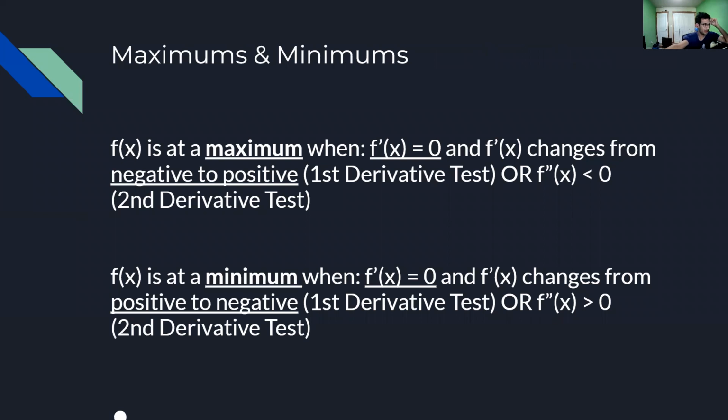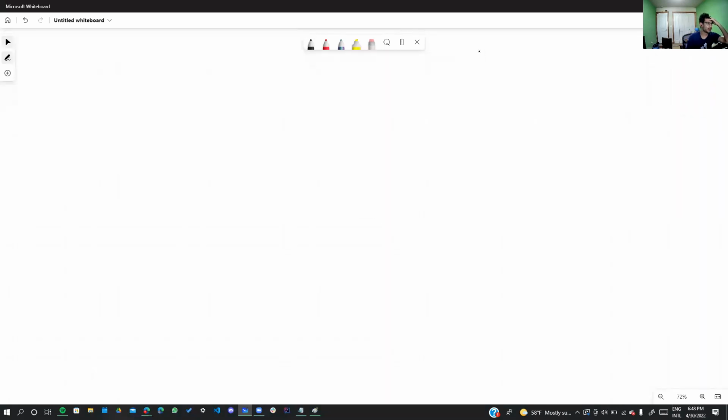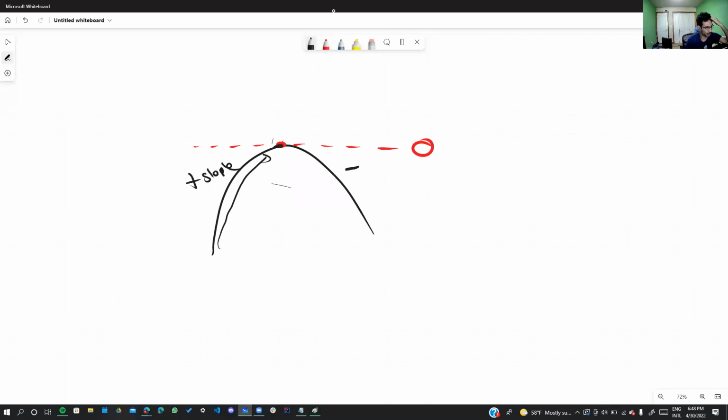Okay, maximums and minimums. So here, f of x is at a maximum when f prime is equal to 0 and changes from positive to negative. So let me just pull up a picture of a maximum. A maximum is right over there. The derivative at the maximum is 0. And more importantly, for it to be a maximum, the slope goes from a positive slope to a negative slope.